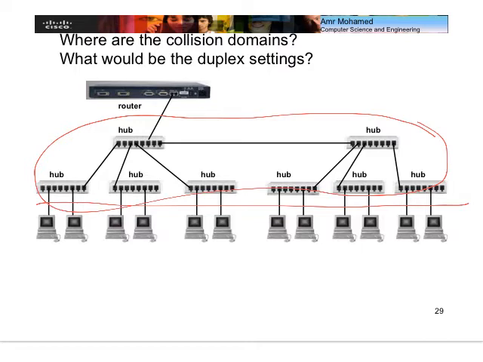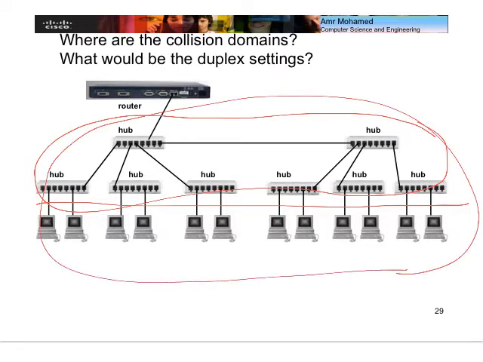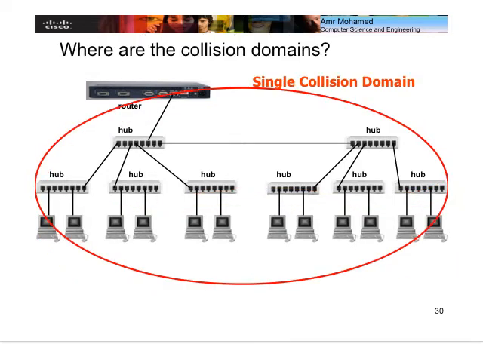So how many collision domains do we have here? Only one, right? So all this is a collision domain. See, that's easy. So we have a single collision domain, which means that within this domain, any two nodes might collide if they try to send together. Okay.